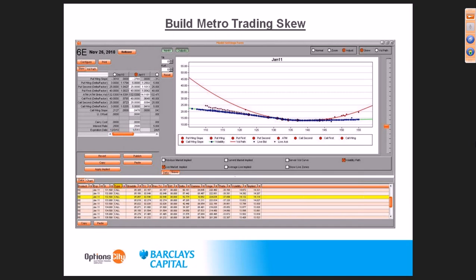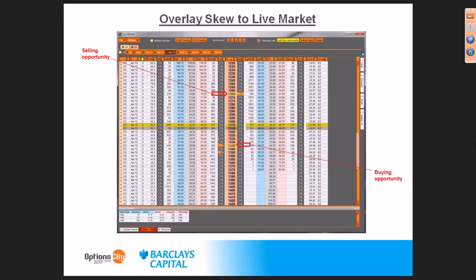So we've gone here and we've created our term structure. And now what we're going to do is overlay that to the marketplace. And remember from our previous graph, based upon our assumptions, we highlighted both a selling opportunity and a buying opportunity. What we're looking at right now is our value overlaid to the live market.